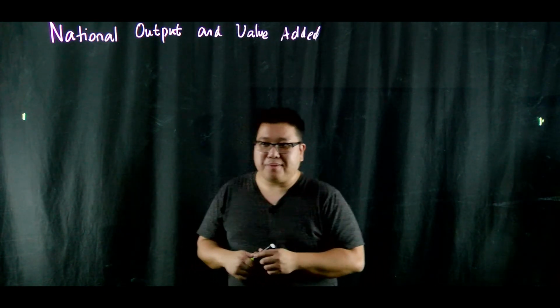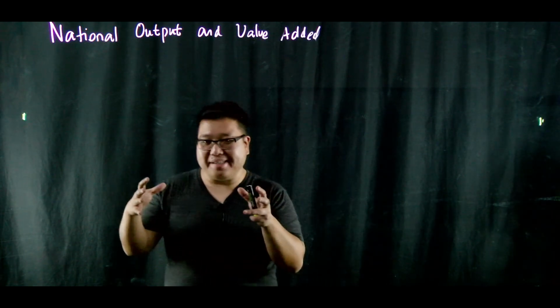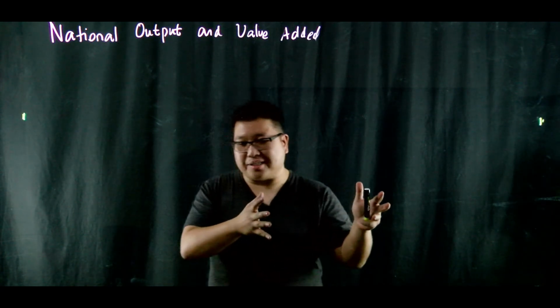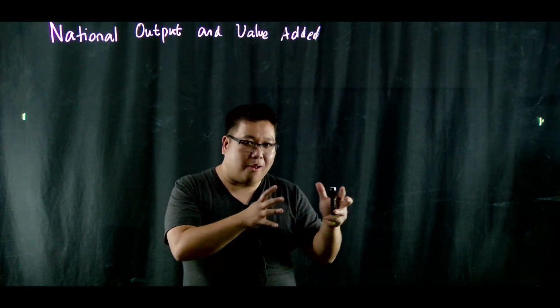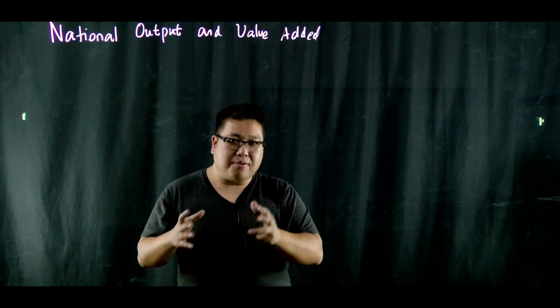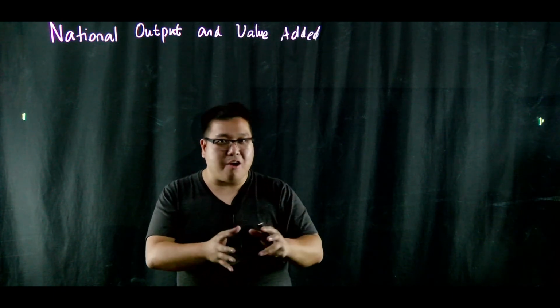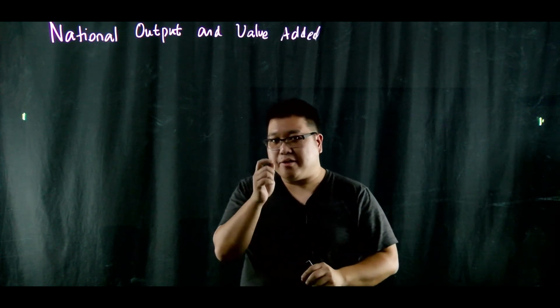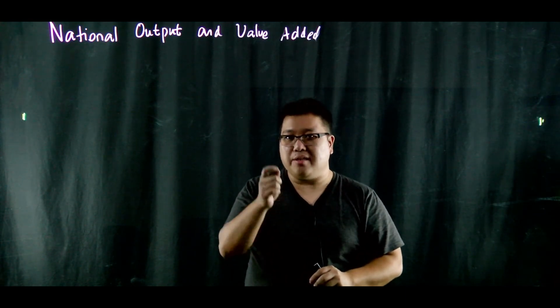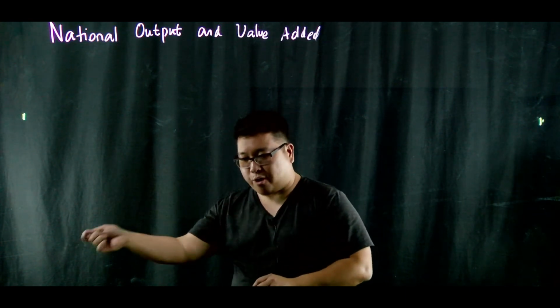Today we're going to talk about national output and value added. The way production happens in the economy is that it happens in stages. Before we have final goods, we have what we call intermediate goods. Final goods are goods that are not used anymore for further production. In contrast, intermediate goods are goods that are used for further production.